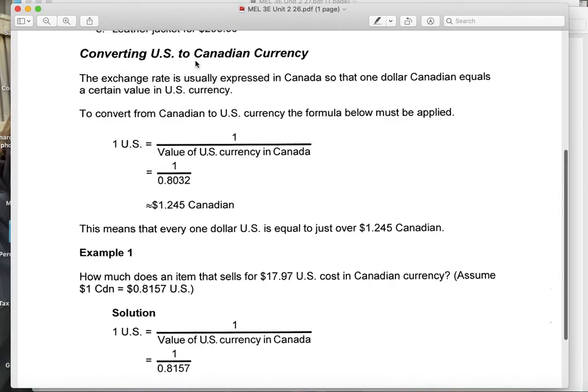So converting US to Canadian currency. So the exchange rate is usually expressed in Canada, so that $1 Canada equals a certain value in the United States. To convert from Canadian to US currency, the formula below must be applied. So you have to use this formula.